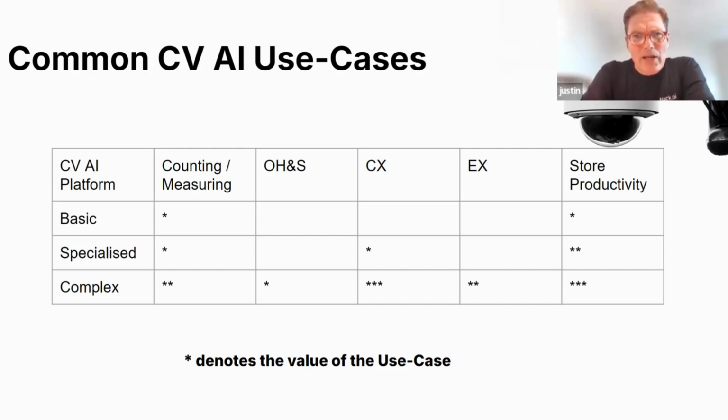So let's pick off the first of these, counting and measuring. It is the most common and the most frequently used of the computer vision AI platforms. So customer count is a very frequent one, and that is clearly something that is quite simple and quite easy for most platforms to do.